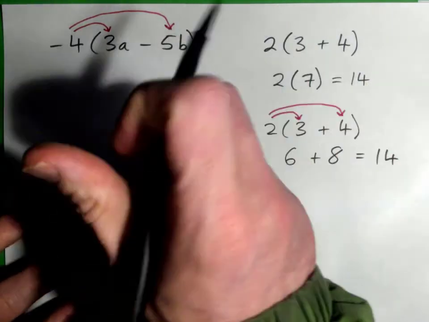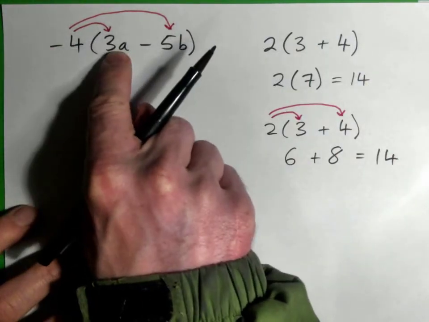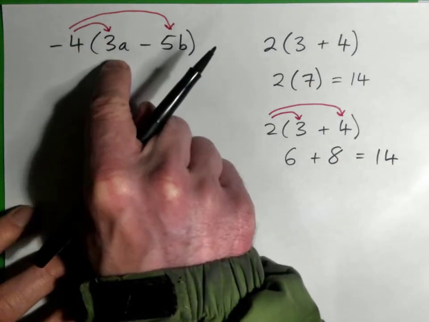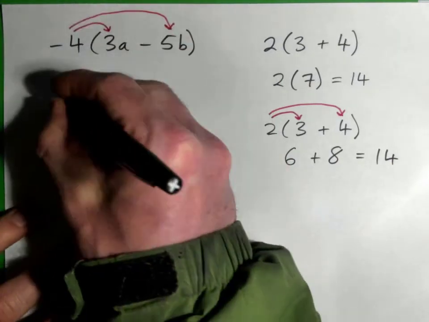Actually, it's a negative times a positive. So what's that going to be? Negative 12a. Negative 12a, right?